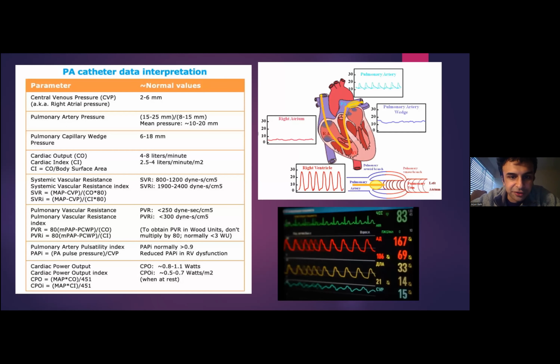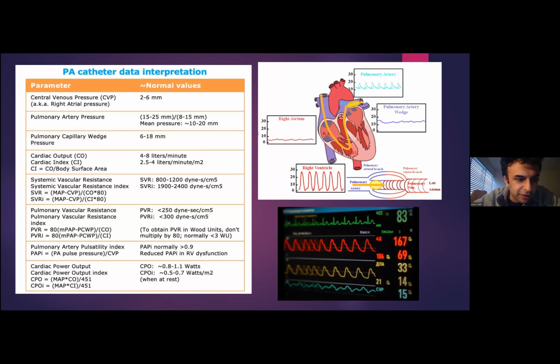Can't really read this, but one contraindication to PA catheters I wanted to mention was right bundle or left bundle branch block, because the PA catheter can cause a right bundle branch block. Just an important quick note. And then this is sort of just for reference, some normal measurements for each of the various pressures.